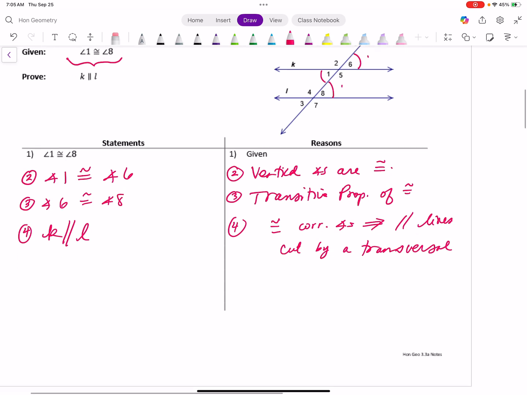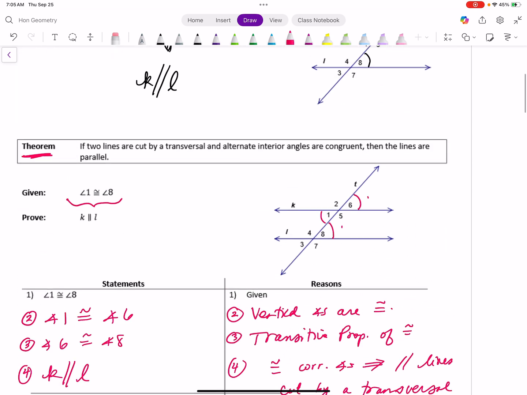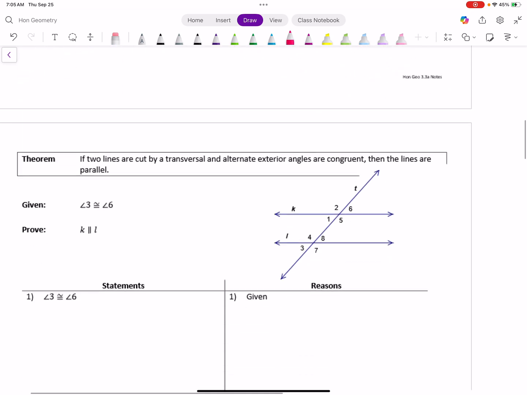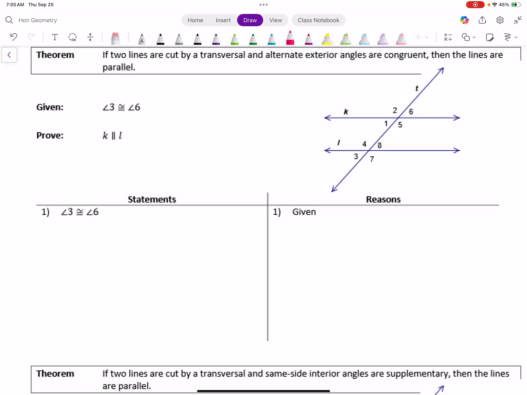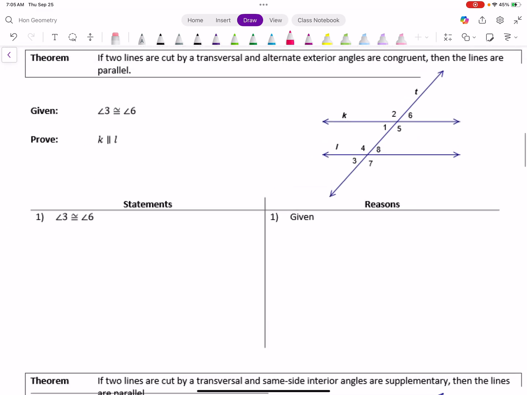Okay. All right, so there's one theorem. So if you never have to prove it again, if you can show congruent alternate interior angles, then you're going to know the lines are parallel. Okay. So the next theorem, if 2 lines are cut by transversal and alternate exterior angles are congruent, then the lines are parallel. So this one I just picked a pair of alternate exteriors. So that's our given. And again, we're trying to get back to these lines being parallel.